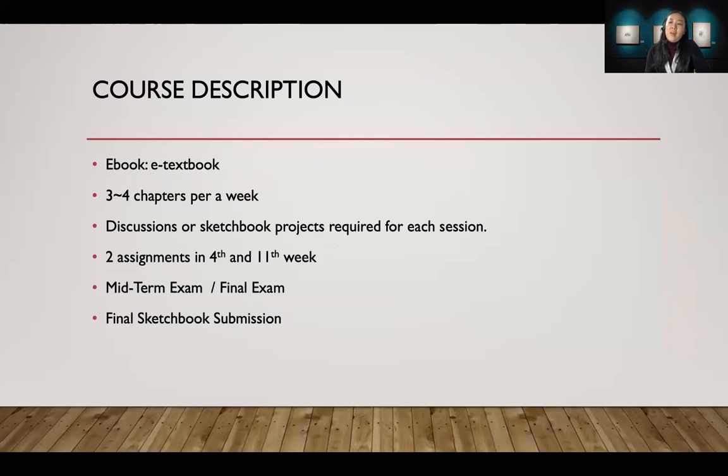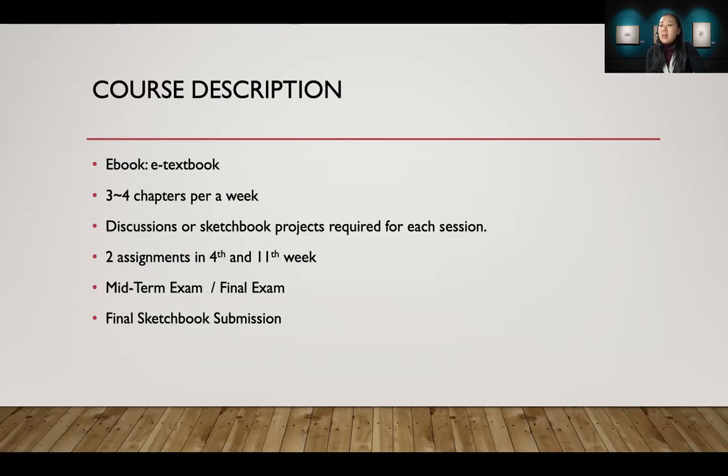This course provides you an e-textbook called the e-book. We are going to learn 3 to 4 chapters per week with the meeting. And each week requires you to post the discussions or sketchbook project process. Also, there are 2 assignments in 4th week and 11th week.